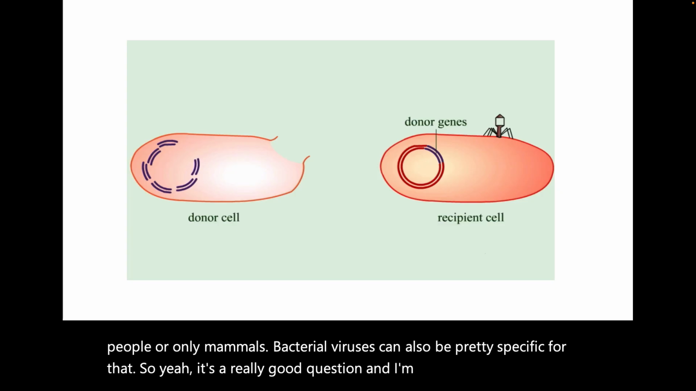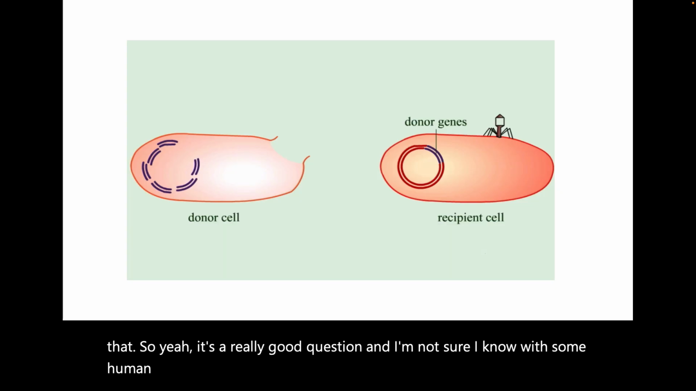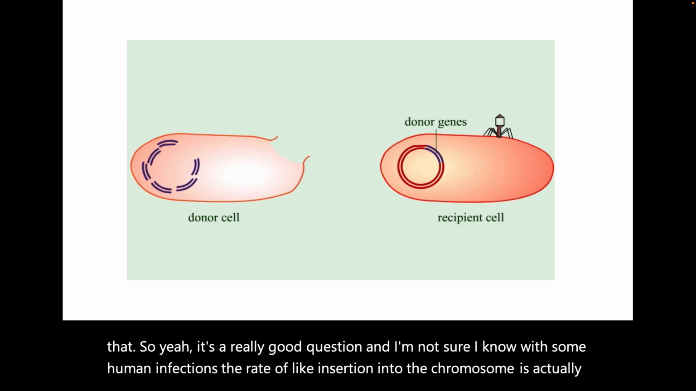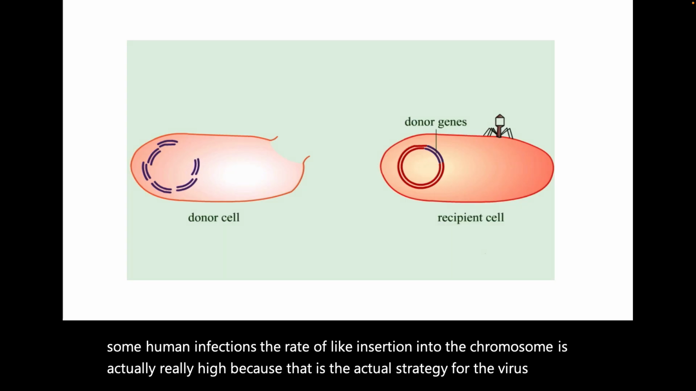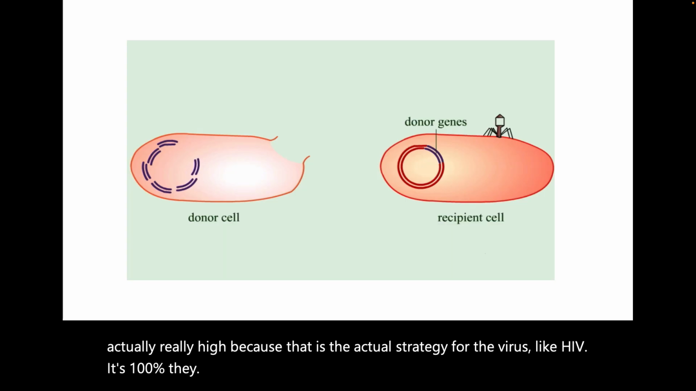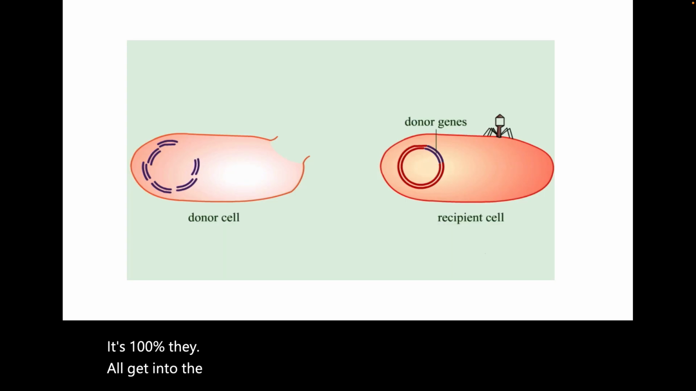I know with some human infections, the rate of insertion into the chromosome is actually really high because that is the actual strategy for the virus. Like HIV, it's 100%. They all get into the chromosome because that's the strategy for replication. In terms of this, yeah, I don't know.